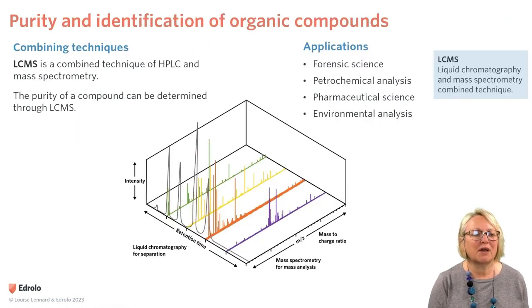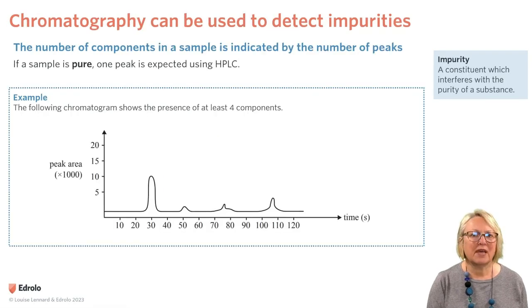Okay, now we're going to look at how we can use combining techniques to work out purity and identification of organic compounds. So LCMS stands for liquid chromatography and mass spectrometry, a combined technique of both HPLC and mass spectrometry. And the purity of a compound can be determined using this technique. Applications include forensic science, petrochemical analysis, pharmaceutical science, and environmental analysis. Okay, we can use chromatography or HPLC specifically to detect the presence of impurities.